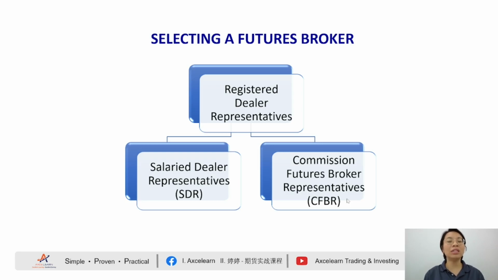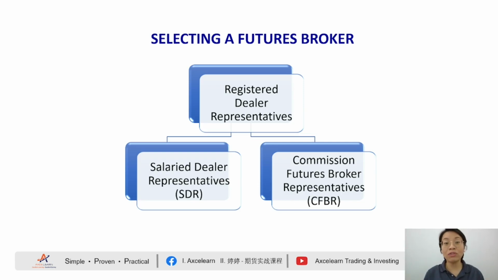But many CFBRs nowadays will group together, forming a group of CFBRs, meaning A and B help to take care of each other's clients. Let's say, for example, CFBR one is on the line, but a second client calls in. The other CFBR will help to take care. But when it comes to SDR, because they are representing the company, whichever dealer is free will just attend to whichever client calls in. So one is a group handling for you, one is basically an individual handling for you.